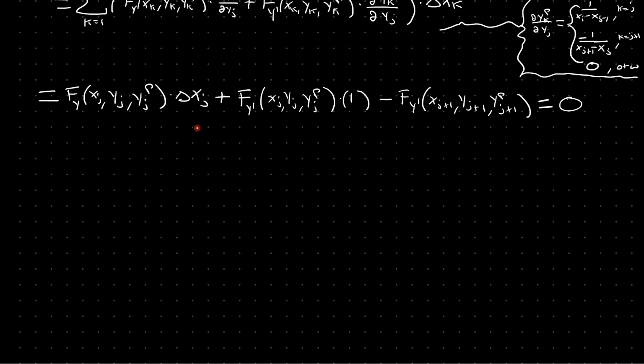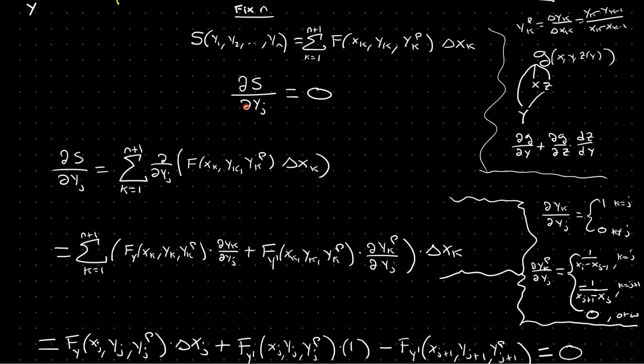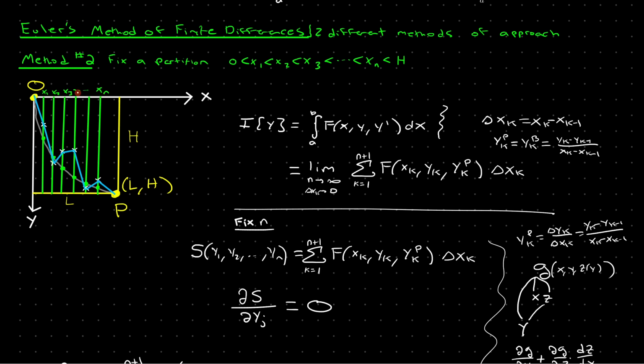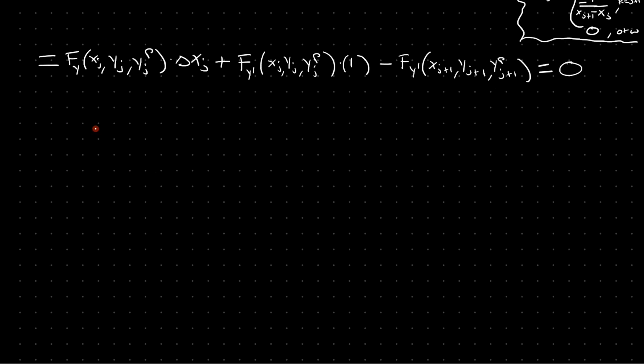Specifically, what I'm going to do is rewrite this a little bit. The delta xj is always positive, so we can divide both sides of this expression by it. We're assuming that our partition is made up of points x1 through xn, where these points are always increasing, strictly increasing. So dividing by delta xj gives the following expression.